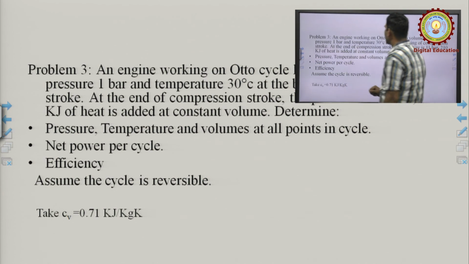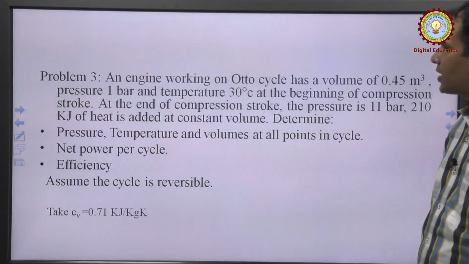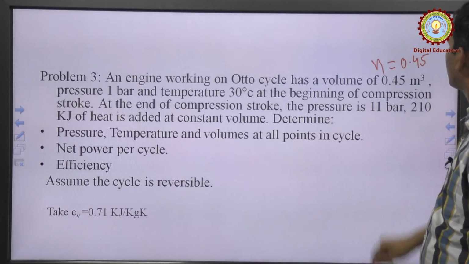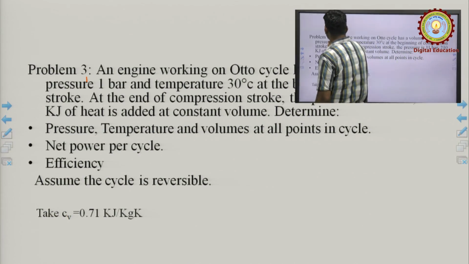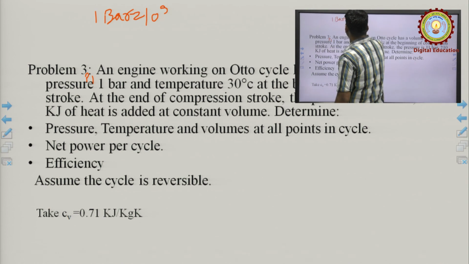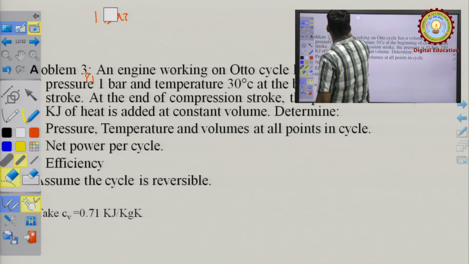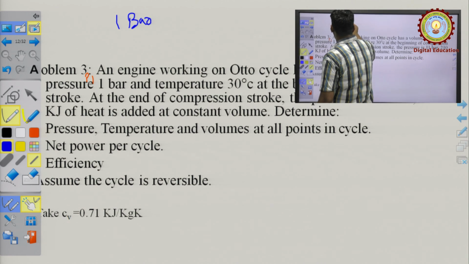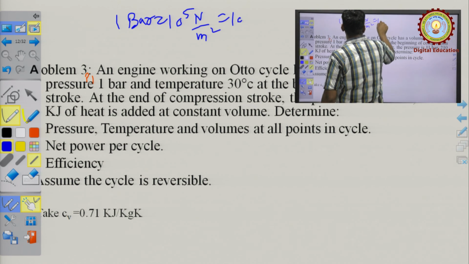The next question is, an engine working on Otto cycle has a volume of 0.45 meter cube, pressure 1 bar. So this volume V1 is given as 0.45 meter cube and pressure 1 bar, that is P1. 1 bar is equal to 10 raised to power 5 Newton per meter square, or 10 to the power 5 Pascal we can say.